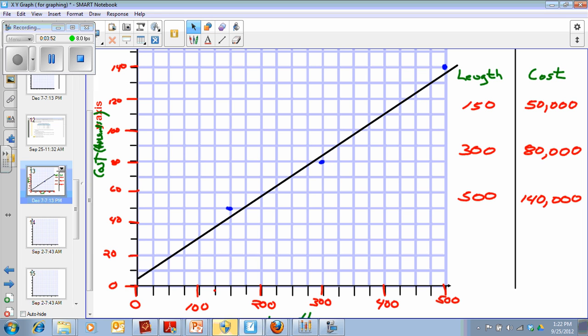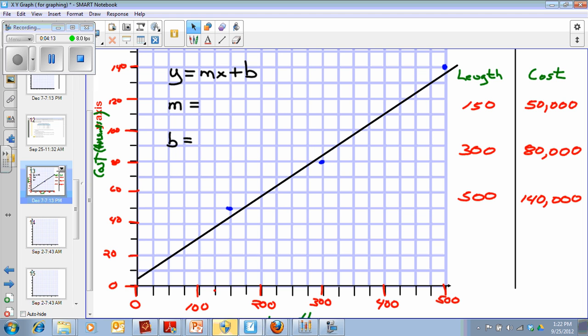All right, so I plotted the data and I've done a line of best fit. Now I'm ready to start to write my line equation. Remember, my line equation is in the form of y equals mx plus b, and there are two things that we're going to substitute, the slope and the y-intercept. So I'm going to put m equals, that's my slope, and b equals, that's my y-intercept.